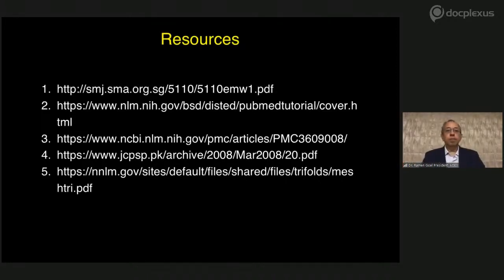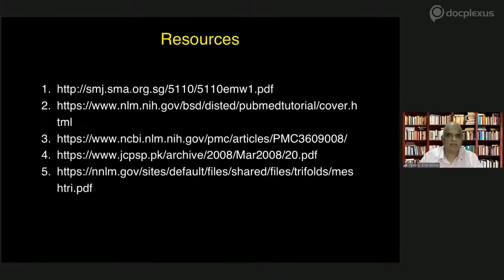If you go to the Singapore Medical Journal, this was I think about 2002 or 2003, they had carried a series of about 10 or 12 articles on medical writing. One of them was on literature search. So this is the URL for that. If you go to that year's Singapore Medical Journal, these are all full text free articles for you to download. It's an excellent series of 10 to 12 articles on how to write a paper.